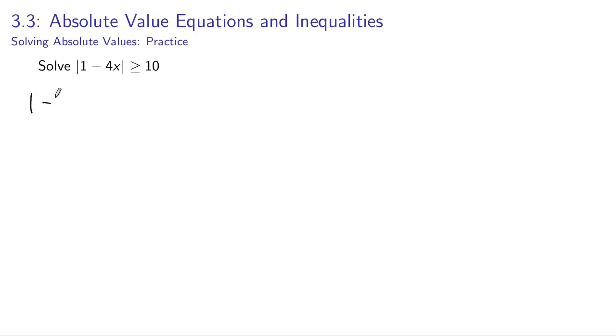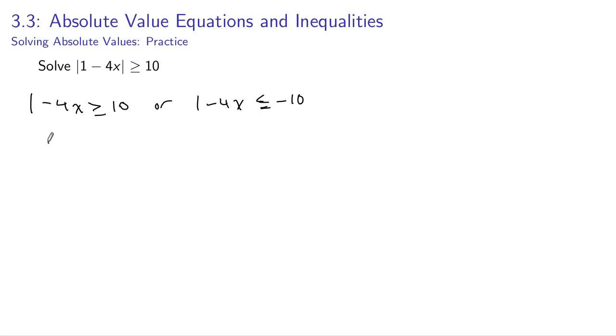So either we have 1 minus 4x is greater than or equal to 10, or 1 minus 4x is less than or equal to negative 10. Why less than or equal to? Because of how it went before, you really were negating this, and so when we multiply by a negative, we have to flip that. So I skipped that step to make it a little bit faster. So remember, when we skip steps, we open ourselves up to possibility of making a mistake. So be sure you're doing it right.